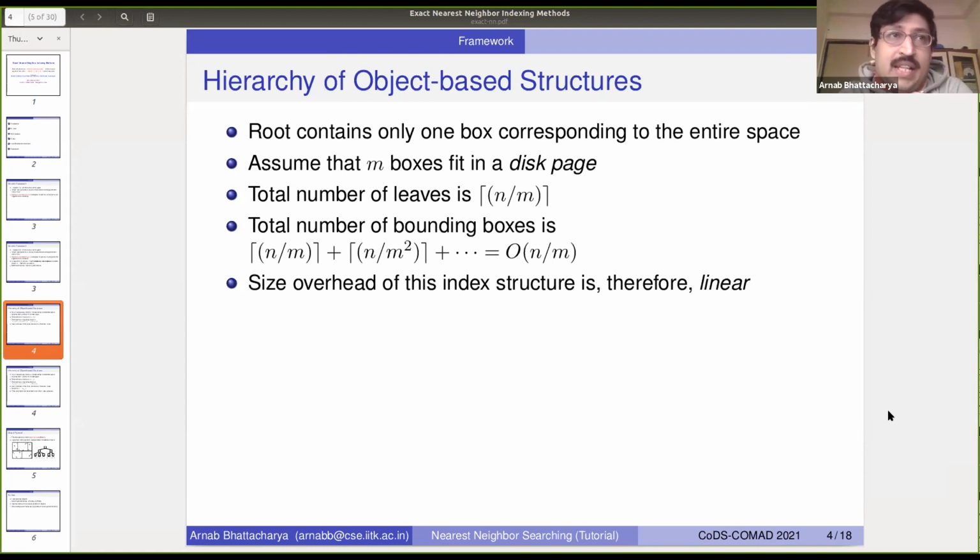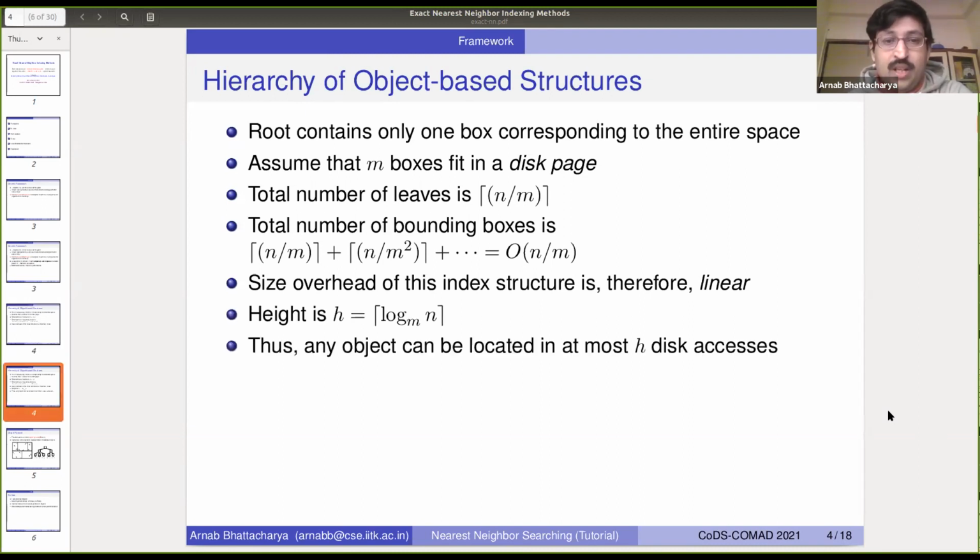This is another important thing: if you have, let's say, 10 gigabytes of data and a 1000 gigabyte index, then that may be problematic. But here it is just linear. And the height is just log n base M. Because the height is this, and this is the traditional B plus tree, any object can be located in at most h disk accesses.